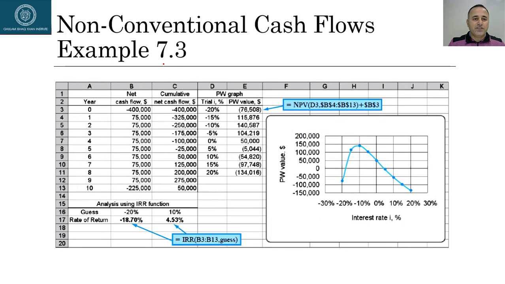So let's take example 7.3 from the book. As you can see, the cash flow started with minus 400,000 initial investment, and then we are getting $75,000 each year until year number 9. Some of the projects actually involve a huge, what they call, phase-out cost. So nuclear projects, whenever those projects are completed, the environmental standards of certain countries require a huge investment in order to dismantle those projects.